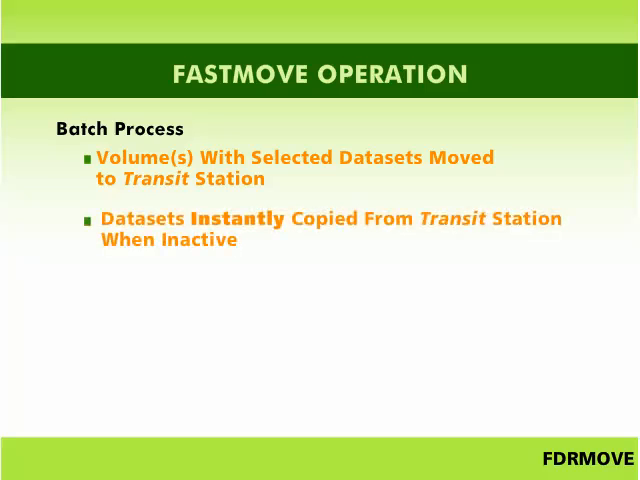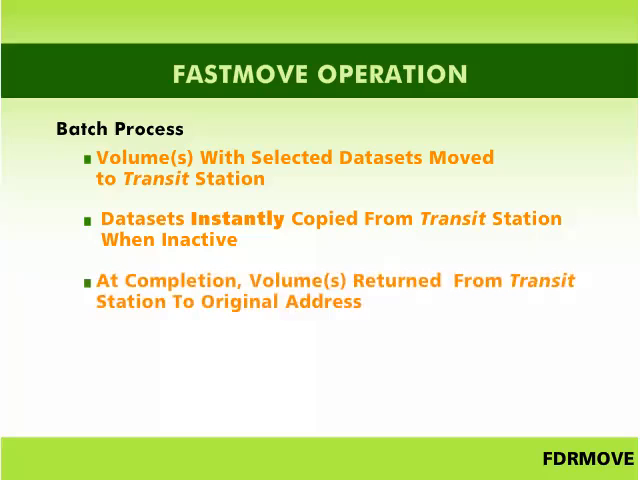As applications are closed or end, the inactive datasets are moved from the transit station volumes to new disks within the same disk subsystem using hardware replication facilities like TimeFinder, FlashCopy, and Snapshot to complete the copy rapidly. Datasets need only be inactive for seconds for the FASTMOVE operation to complete, enabling applications to be quickly restarted.